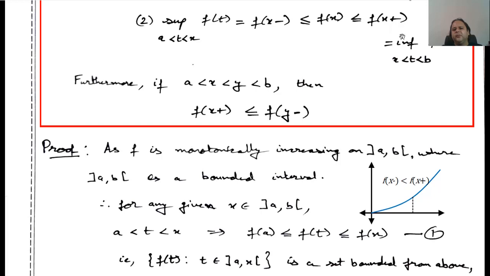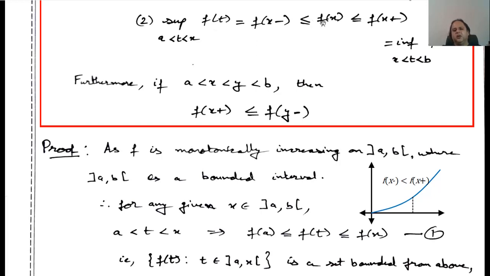In the same way, the other part says that f(x+), the right hand limit at x, is equal to the infimum of those f(t) where t varies between x and b. So if this is x and suppose this is b, and t varies over this, then f(t) varies like this. The infimum of that will be f(x+), that means the right hand limit. So this is equal to this, and this is equal to this, which is the second part of the result.